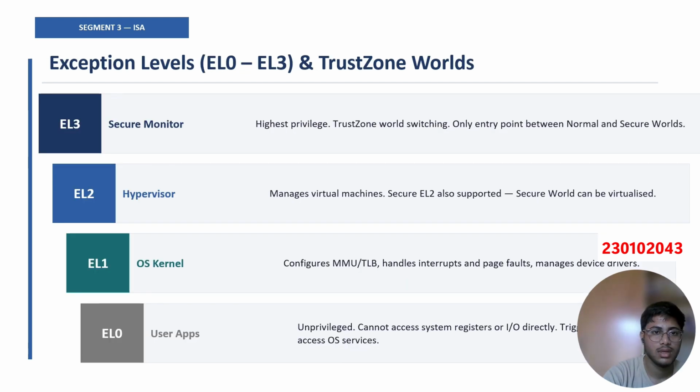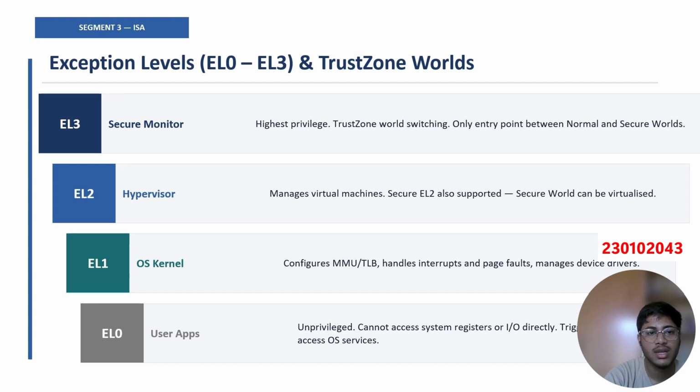The processor has four exception levels. At the top is EL3, the secure monitor, the highest privilege level. This is the only entry point between the normal world and the secure world in TrustZone. Below that is EL2, the hypervisor. It manages virtual machines, and secure EL2 is also supported, meaning even the secure world itself can be virtualized.